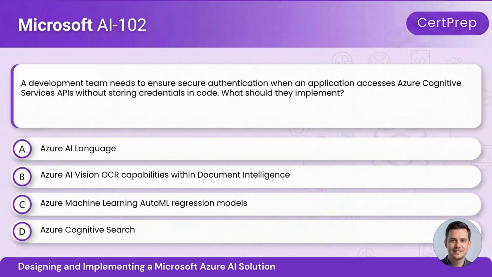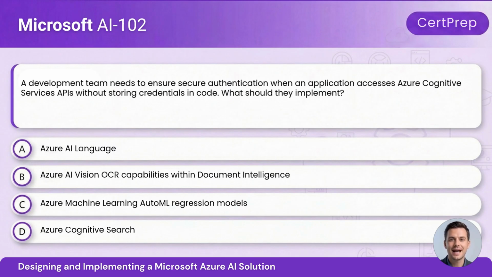Question number 3. A company wants to extract printed and handwritten text from scanned documents and automatically process them for data entry into business systems. Which Azure AI service should be used?